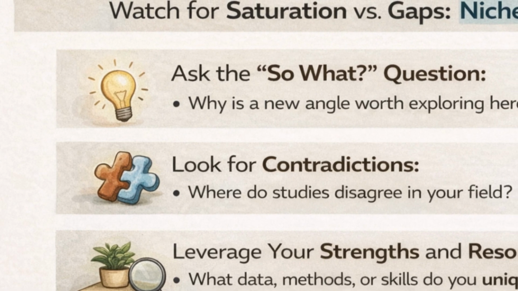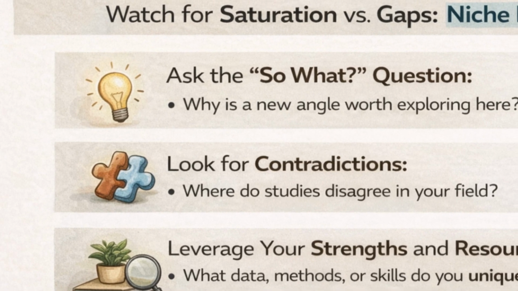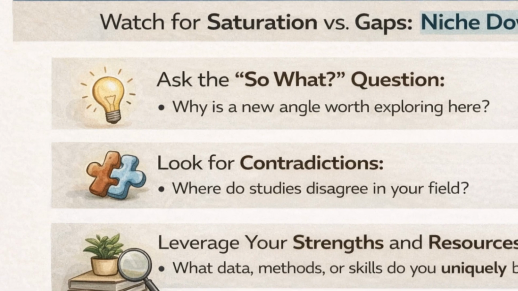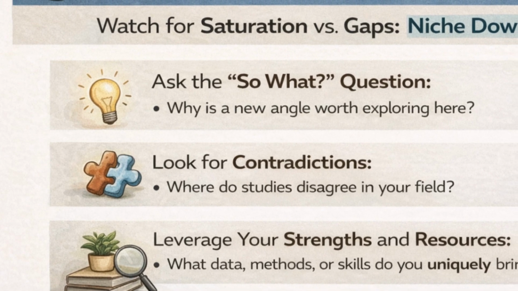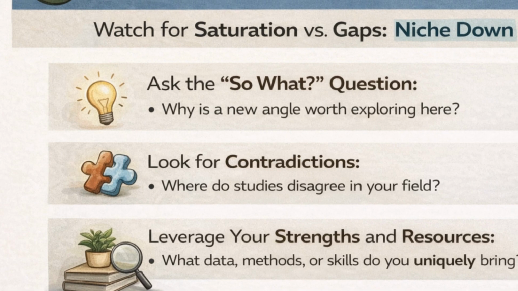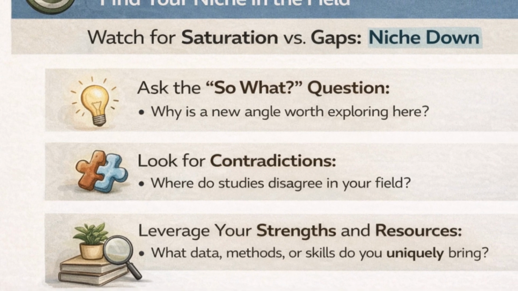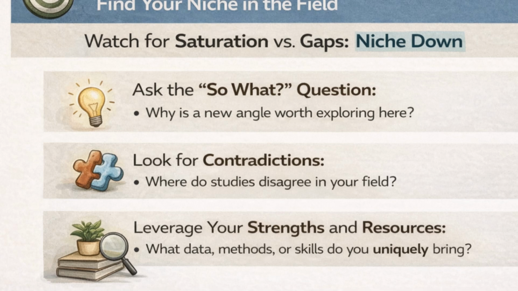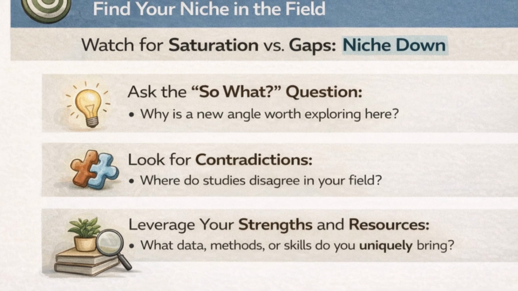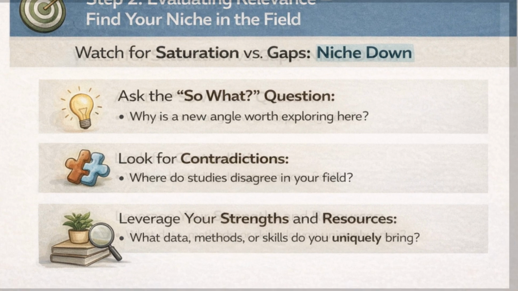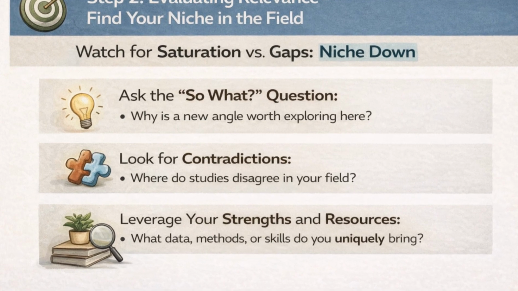One hypothetical example. Researchers have thoroughly studied job satisfaction in the US and UK, but there's little data in East Asian contexts. This kind of contextual gap, like a specific country or demographic, is a prime opportunity. You'd be building on known theories of job satisfaction, but bringing in a fresh perspective by studying a new group.